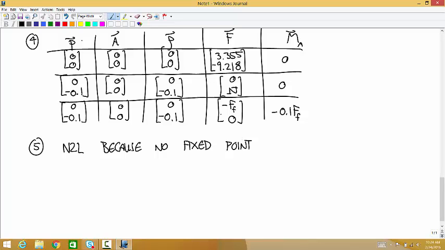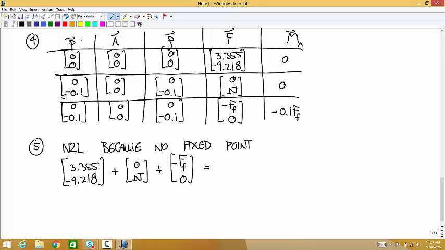So Newton's second law will take all of these and add them up. So 3.355, negative 9.218, plus 0 N, plus negative FF, is equal to... No. This is Newton's second law. So it's equal to the mass. What was the mass? 1 kilogram? Times the acceleration of the center, which I'm going to write as AC.